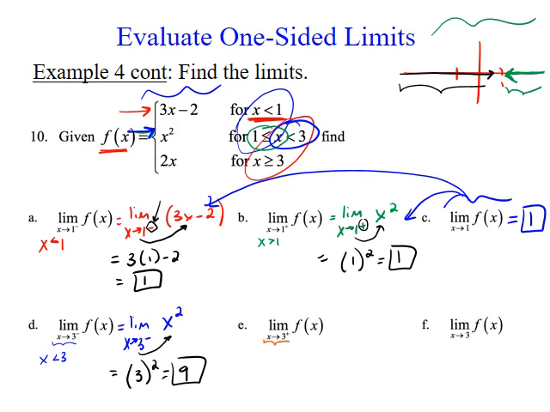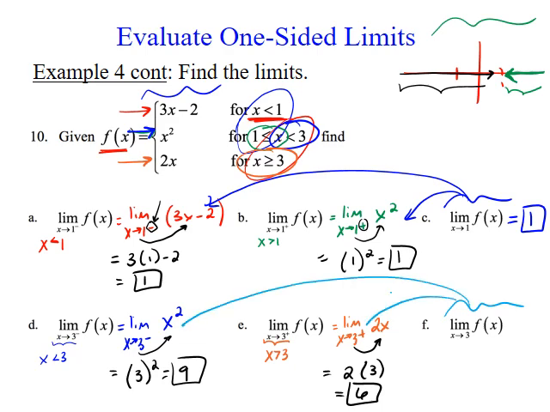Evaluating the function as x approaches 3 from the right, these x values are greater than 3. So I'm going to use the last piece, and I'm going to evaluate the limit as x approaches 3 of 2x. Using direct substitution, I have 2 times 3, which is 6. So I found the left-hand and right-hand limits. Now to evaluate the limit itself, since these are not equal, this limit does not exist.